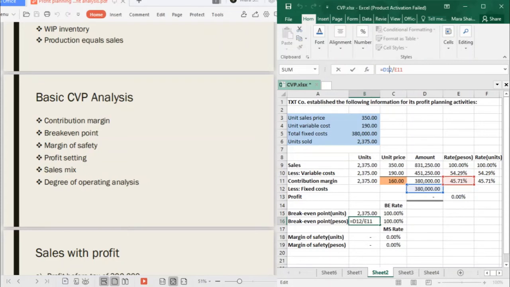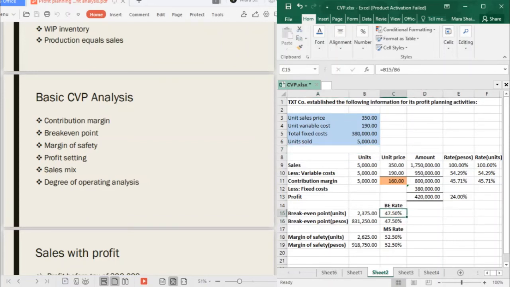Again, why is it the CMR? Because, remember, we keep coming back to this: your contribution margin is equal to your fixed cost. So, to get the break-even sales, or the break-even point in peso, we just use the CMR. That's how easy it is to get the break-even point.